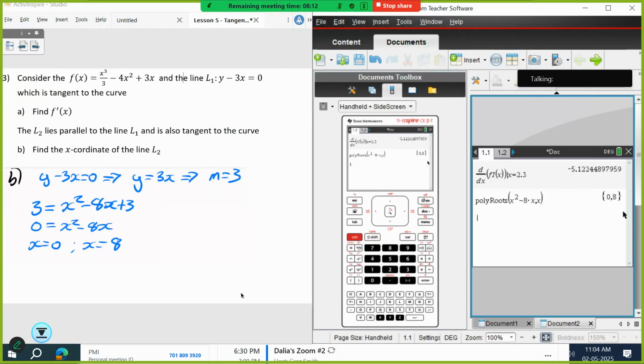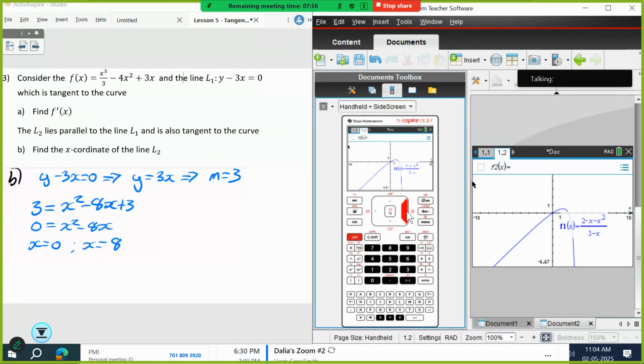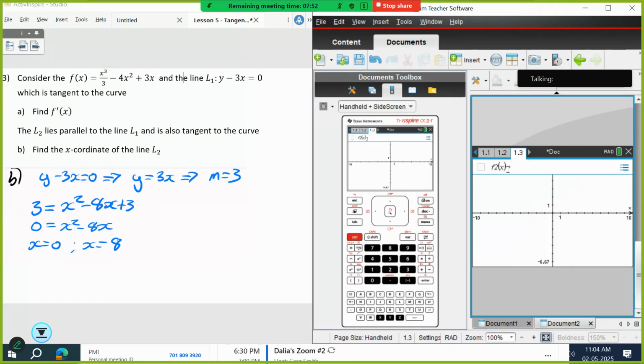Okay, so we've got our solution. We know that x is equal to 0 or 8. So which is the x-coordinate of line 2? Well, what we can do is we could sketch this. Let me just move across, create a new page. Control, add page, let's add another graph page. So our function that we're looking at is x cubed over 3 minus 4x squared plus 3x. You don't have to do this, just follow me along on the screen.